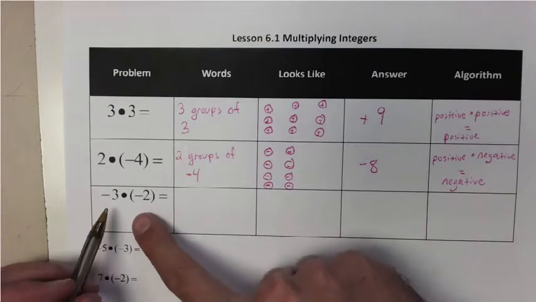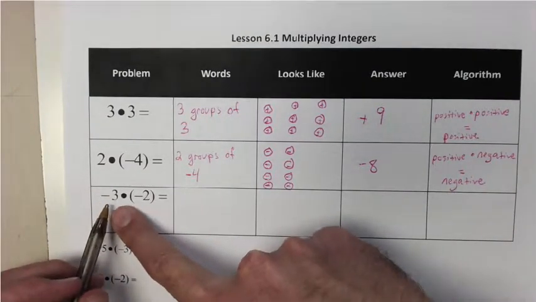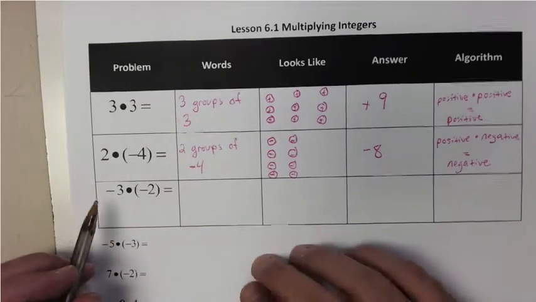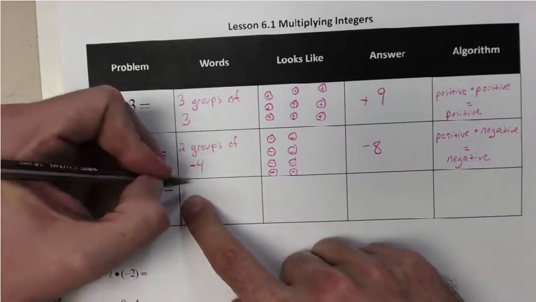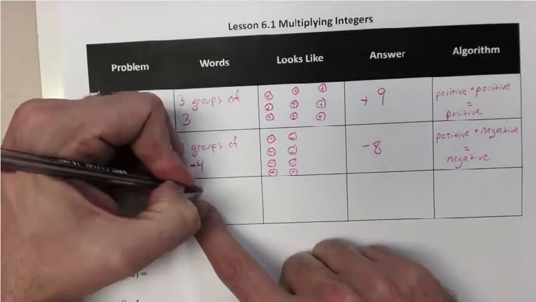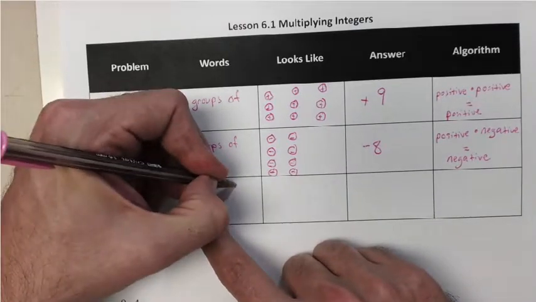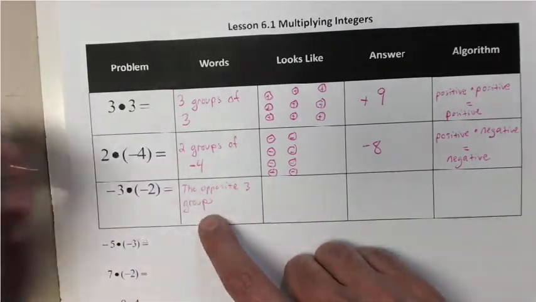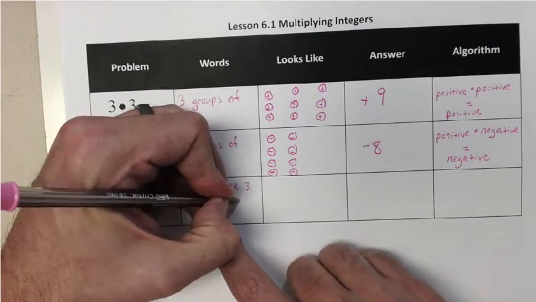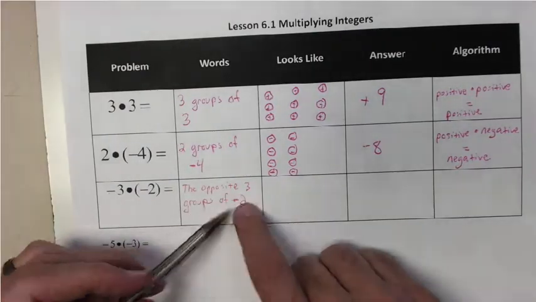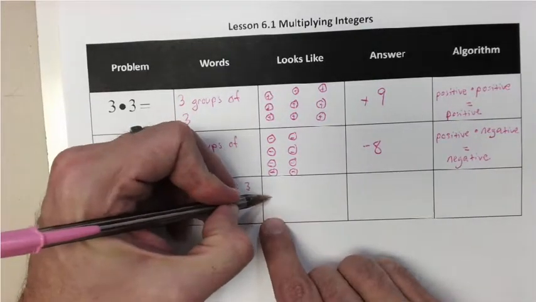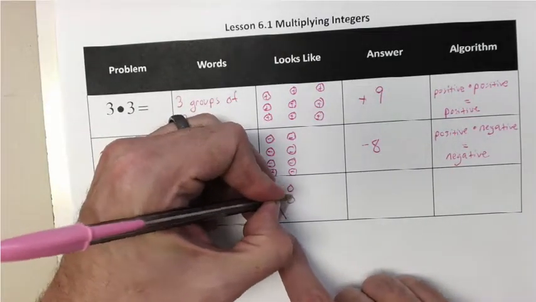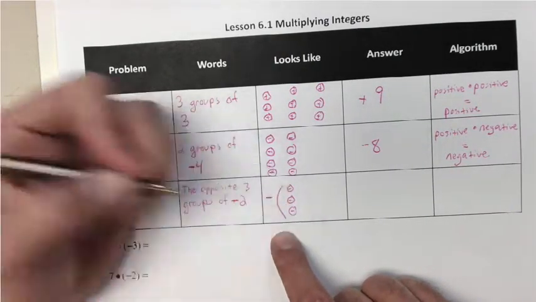Alright, and then finally I've got negative 3 times negative 2, or the opposite of 3 times the opposite of 2. Okay, so with this one, the answer is going to be the opposite of, so in words, it's the opposite of 3 groups of negative 2. So I'm going to put the opposite of sign right there. And I'm going to put 3 groups of negative 2. 1, 2, 3, negative, negative.